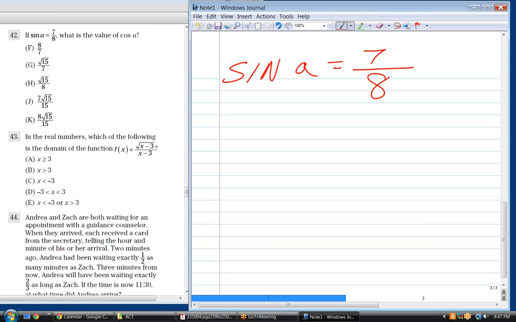Okay. So if the sine is equal to that, what's the cosine equal to? Let's see. So if it's 7/8, so opposite over adjacent equals 7/8, can you use the Pythagorean theorem? So you always want to answer these problems by doing what? Drawing a right triangle.